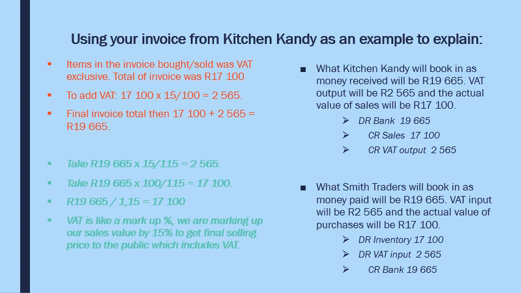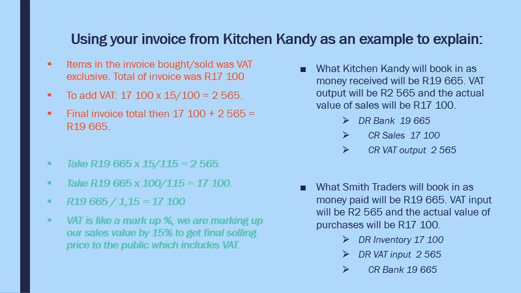Okay, so firstly, I'm going to start on the left of the slide. So the items in the invoice, bought or sold, was VAT exclusive. Okay, they were quoted to you without VAT. Without VAT means VAT exclusive, and that means 100%. Okay, and that means VAT needs to be added on to the 100%. Total invoice, 17,100. How do I add VAT? Times 15 over 100. Okay, equals 2565.